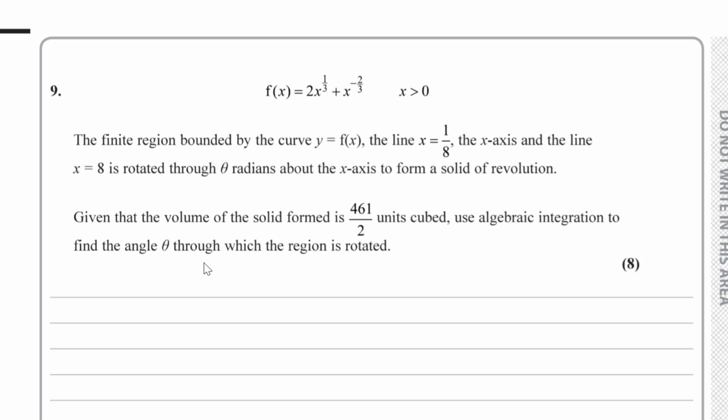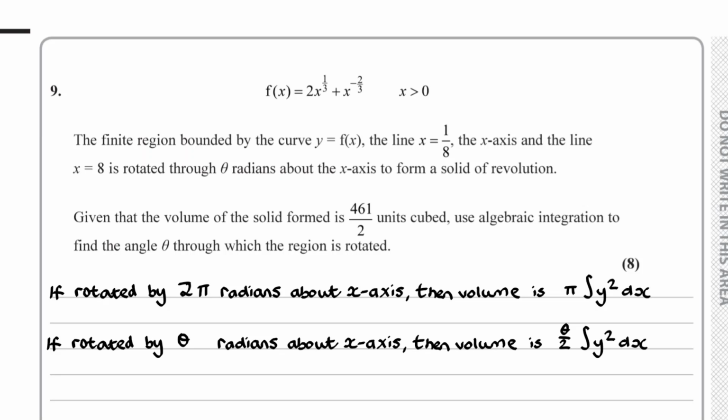Well, first of all, you have to notice the following. We rotate through the x-axis, and typically if we rotate by 2 pi radians about the x-axis, the volume is given by pi lots of the integral of y squared dx. Let's just write that down. So if it's rotated by 2 pi radians about the x-axis, then the volume is pi lots of the integral of y squared dx. And you'll notice this pi is half of this 2 pi. I think that's quite important to see. This 2 pi is double this pi, or this pi is half of that 2 pi.